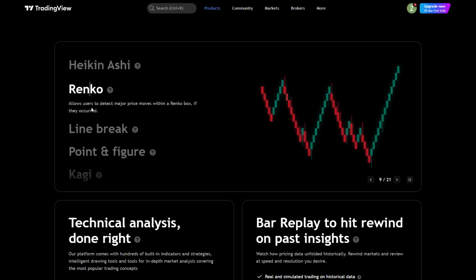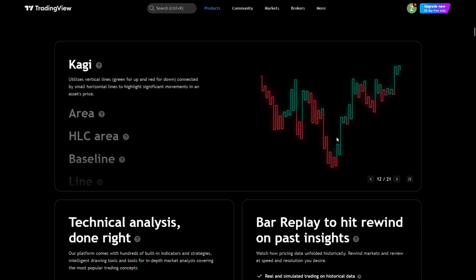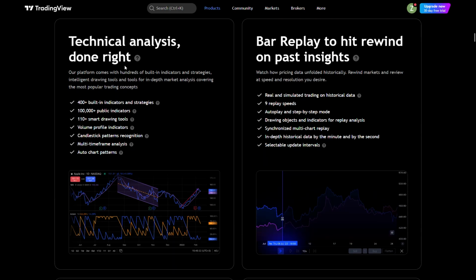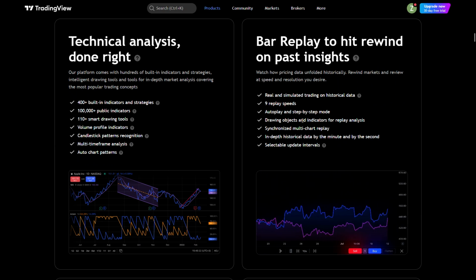But before anything else, let's talk about what really sets these two apart, because the main difference between NinjaTrader and TradingView isn't just features, it's how they handle your trades and the type of trader they're designed for.